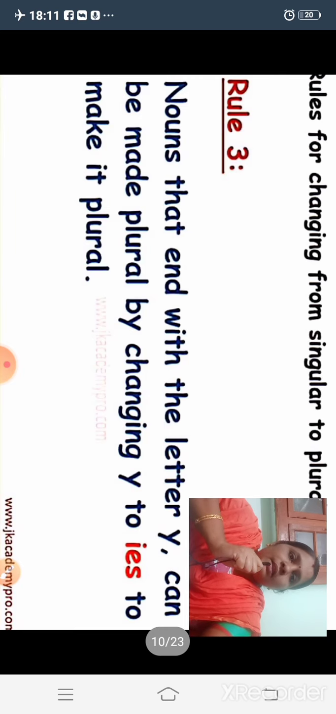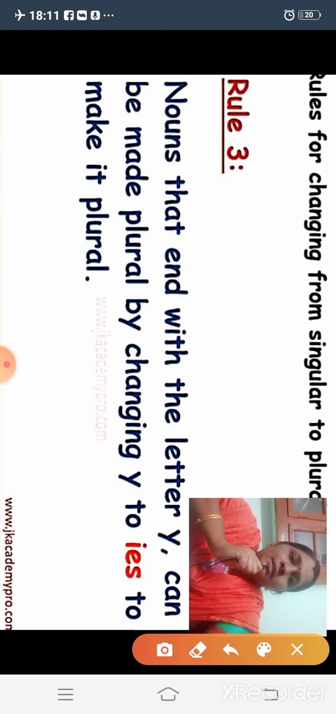Rule 3. Nouns that end with the letter Y can be made plural by changing Y to IES. Okay, so there are some words which end with the letter Y. And if we want to change those words, we have to add what? IES to make it plural. For words that end with the letter Y, we change it to IES to make it plural.